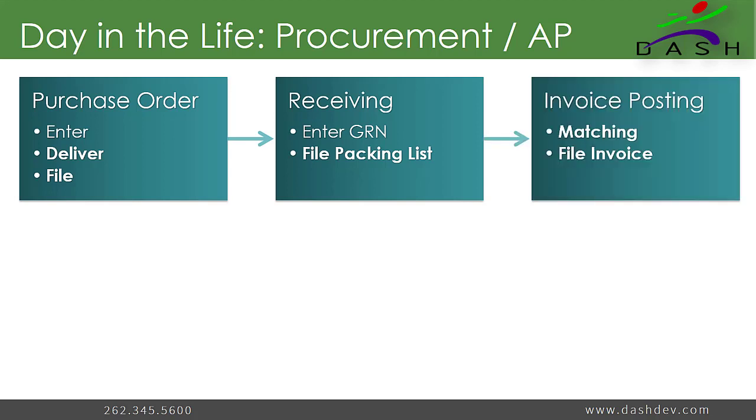In invoicing, DDX can help with the matching process. It's already got the purchase order and the receiver, the packing list, and maybe even correspondence available to you right there and then through simple links directly from the invoice posting screens.